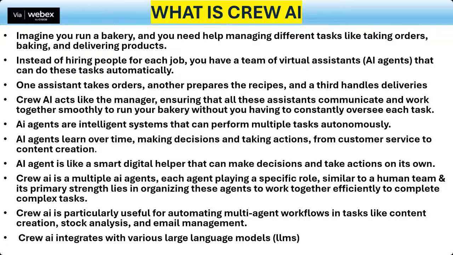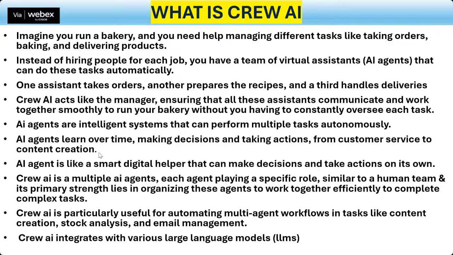Are you guys understand? So one assistant takes order. So what is meant by AI agents? In AI agents, one agent takes order, another agent prepares the recipe, another agent handles deliveries. So Crew AI acts like a manager. It ensures that all these assistants communicate and work together smoothly to run your bakery without you having to constantly oversee each task.